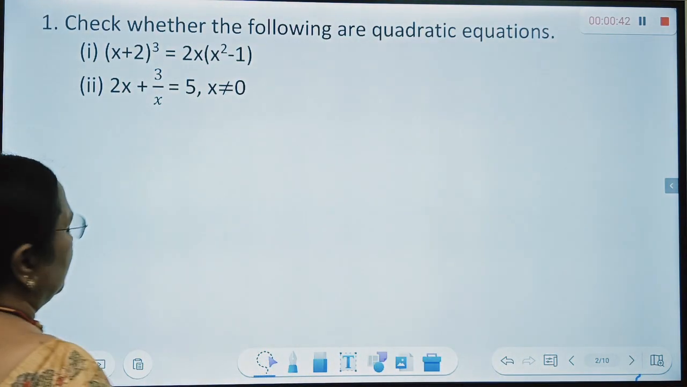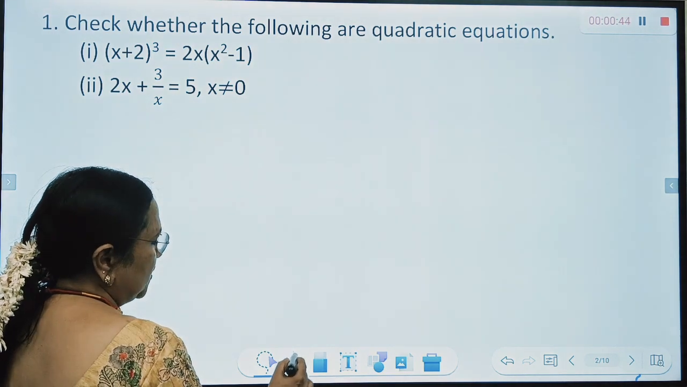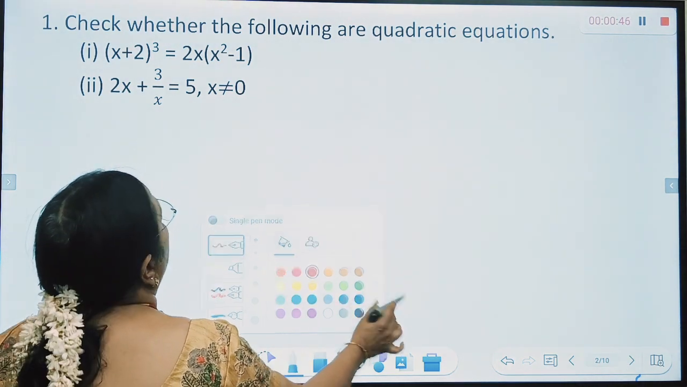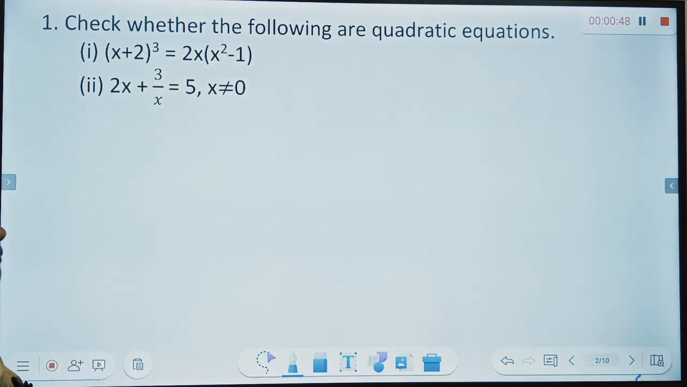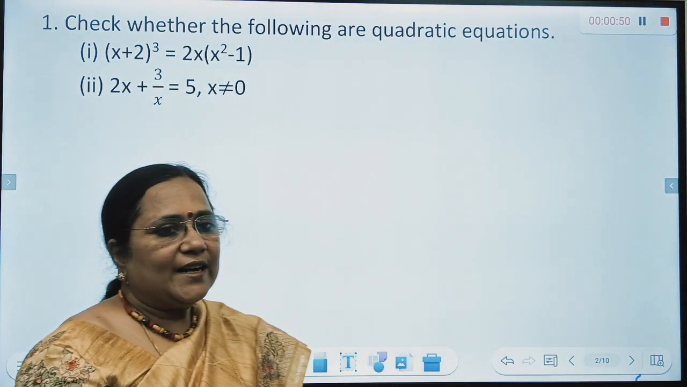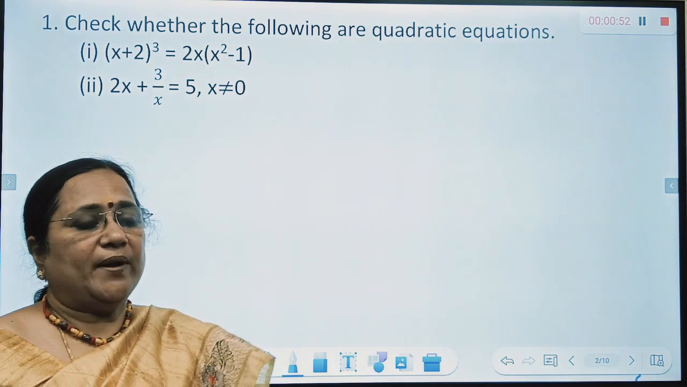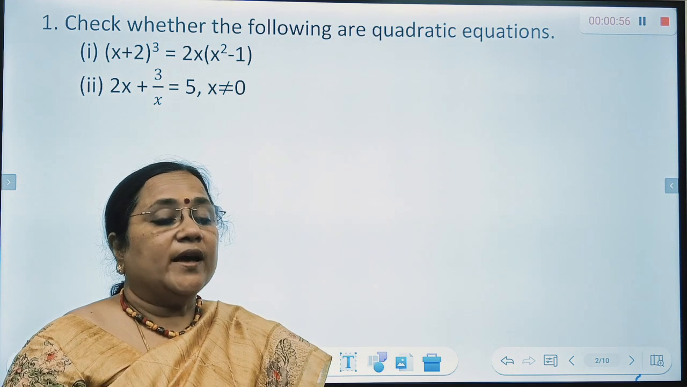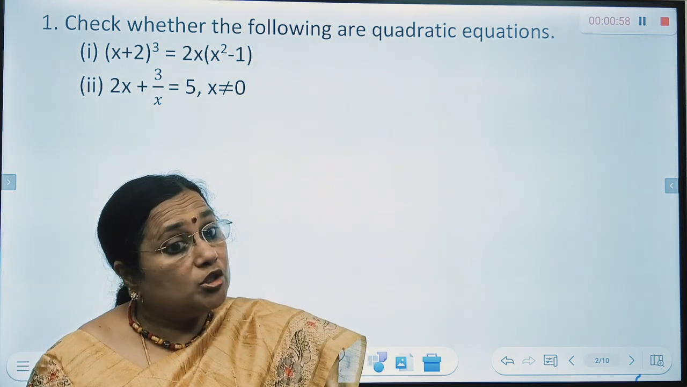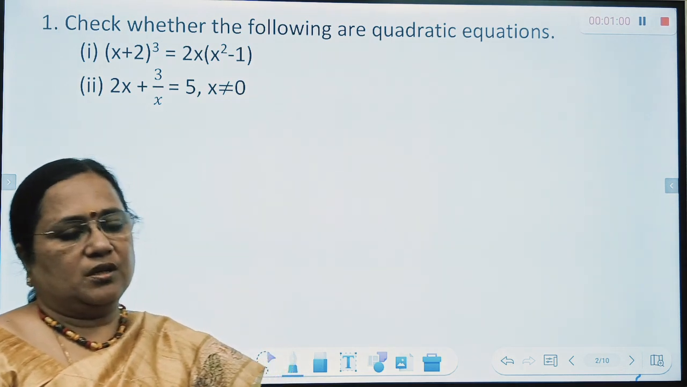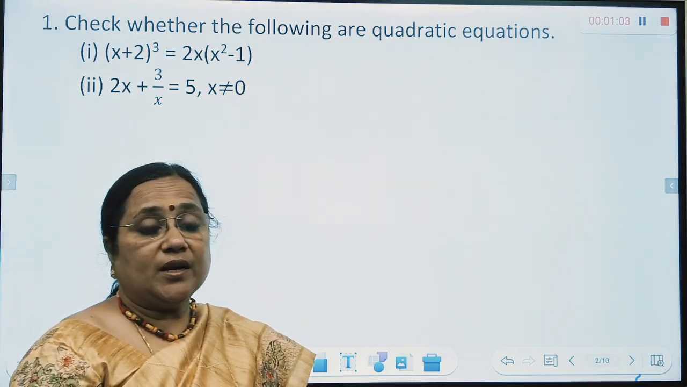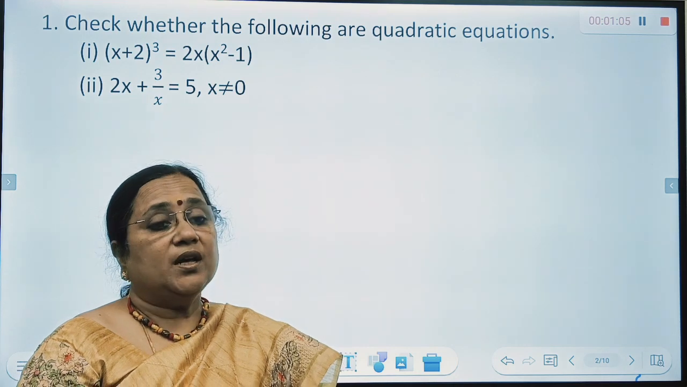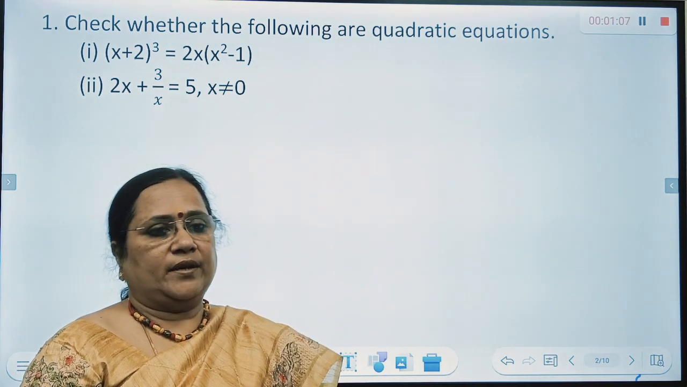Now look at this problem. The first problem is identifying whether they are quadratic or not. Because sometimes if you look at it directly, you may know it's quadratic. X square minus 5x plus 6 is a quadratic polynomial. X square minus 5x plus 6 equal to 0 will be a quadratic equation. So that is the difference between a quadratic polynomial and a quadratic equation, the presence of an equal to sign.